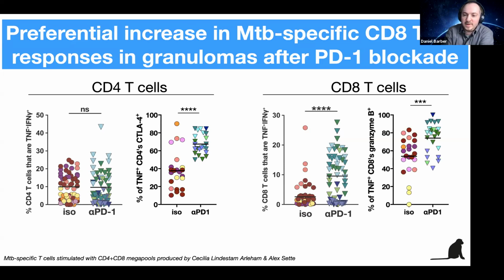For the CD8s, that was quite different. There was a pretty significant increase in the levels of granzyme B expression. We did not see this compensatory increase in other inhibitory receptors on the CD8s. So we had a preferential impact on boosting the function and number of CD8 T cells as compared to CD4s when we blocked PD-1.